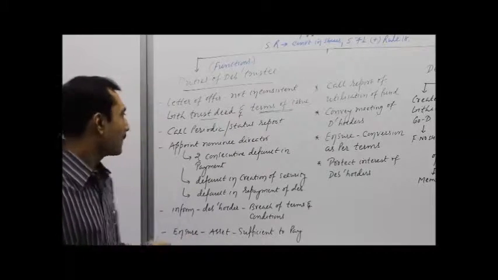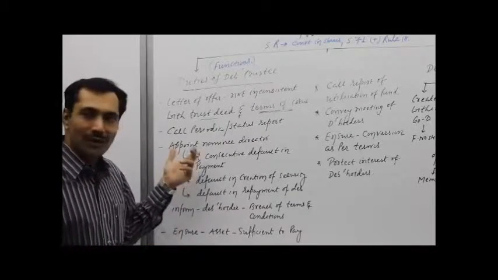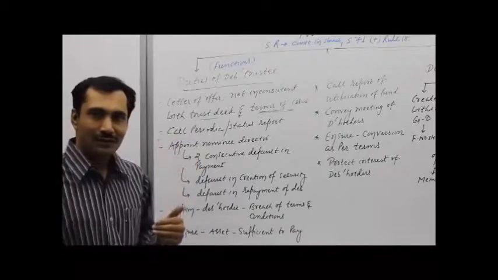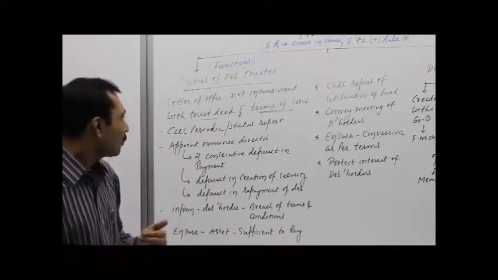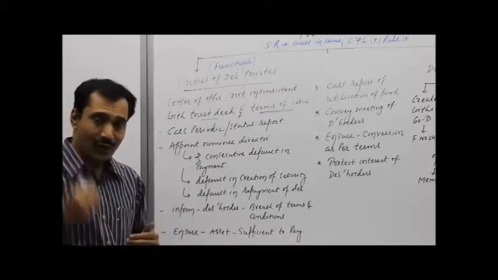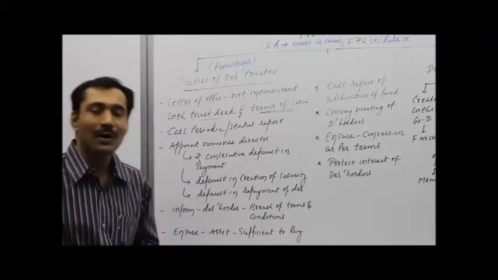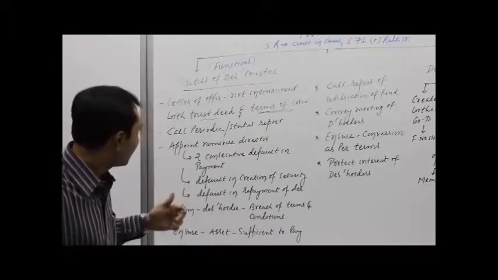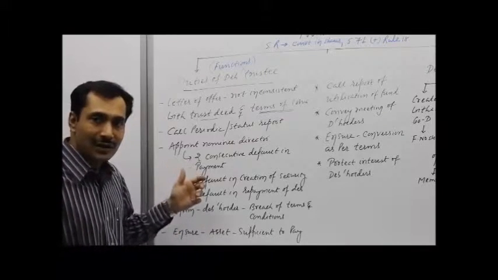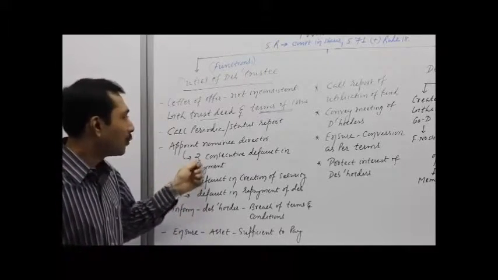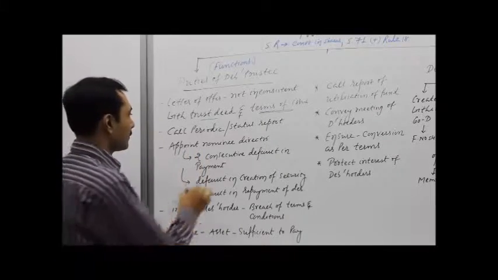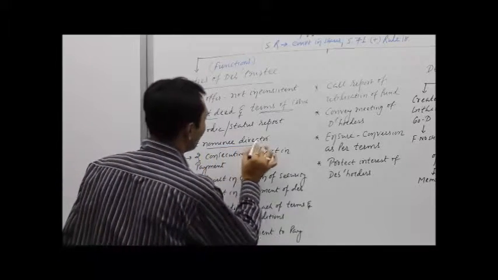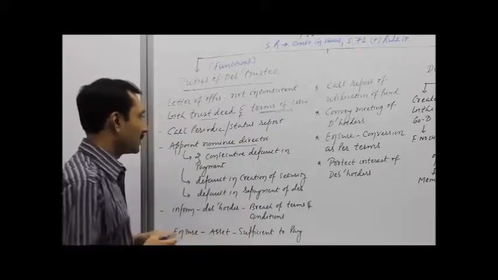Number two, the debenture trustee is required to ask for a periodic status report about the progress of the company. Number three, the debenture trustee is required to appoint a nominee director on the board of a company.